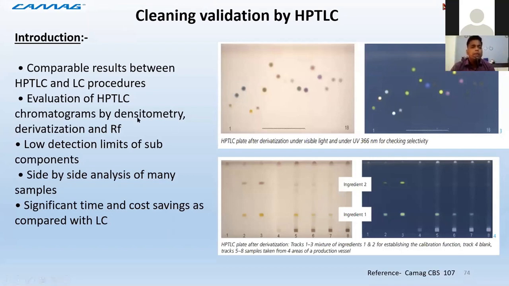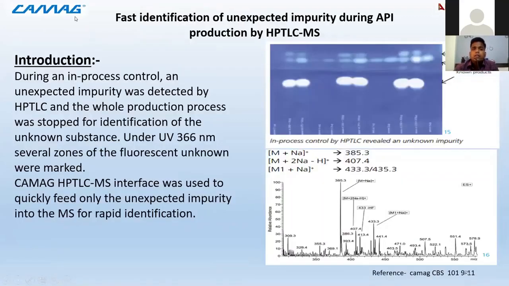Then evaluation of HPTLC chromatogram by densitometry, low detection limits, side by side analysis with many samples you can do. Then fast identification of unexpected impurity during the API production by HPTLC MS. Sometimes during the process control, an unexpected impurity is detected by HPTLC and the whole production process is stopped for identification of that unknown substance. So this is a very beneficial technique during the production. And further, for that unknown impurity, you can go for the MS analysis also.